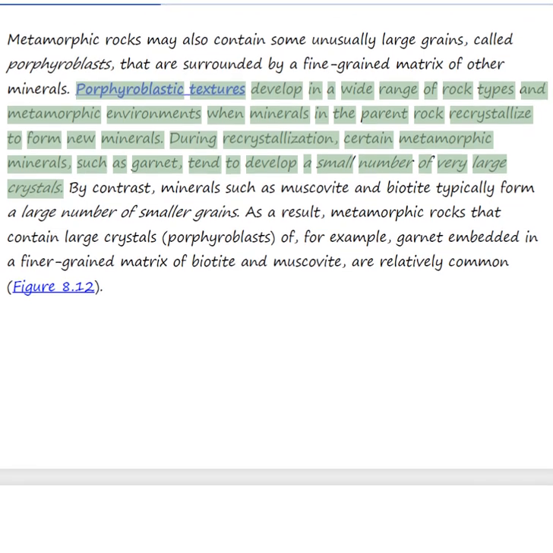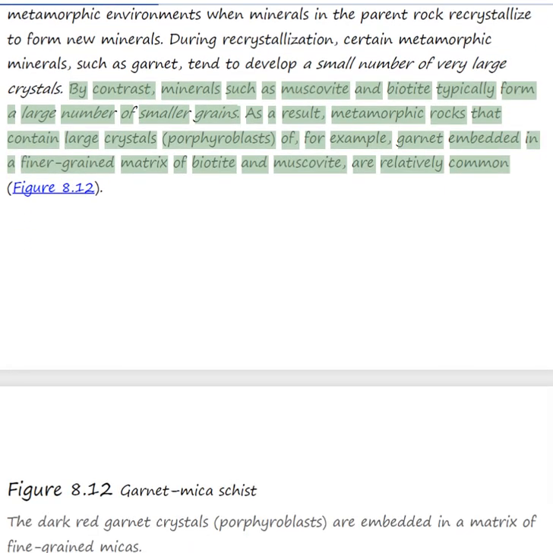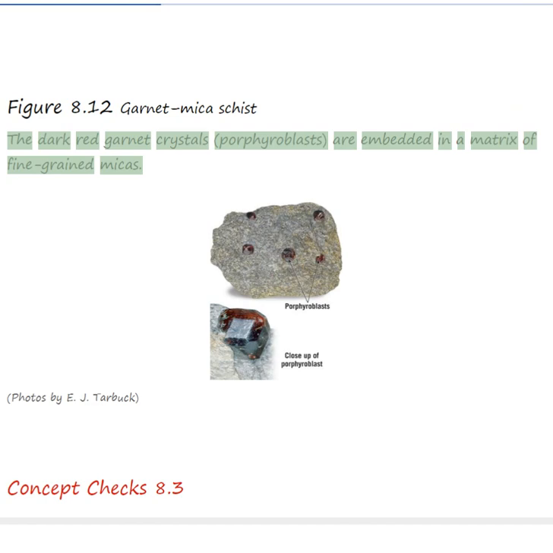Porphyroblastic textures develop in a wide range of rock types and metamorphic environments when minerals in the parent rock recrystallize to form new minerals. During recrystallization, certain metamorphic minerals, such as garnet, tend to develop a small number of very large crystals. By contrast, minerals such as muscovite and biotite typically form a large number of smaller grains. As a result, metamorphic rocks that contain large crystals of, for example, garnet embedded in a finer-grained matrix of biotite and muscovite, are relatively common. The dark red garnet crystals are embedded in a matrix of fine-grained micas.